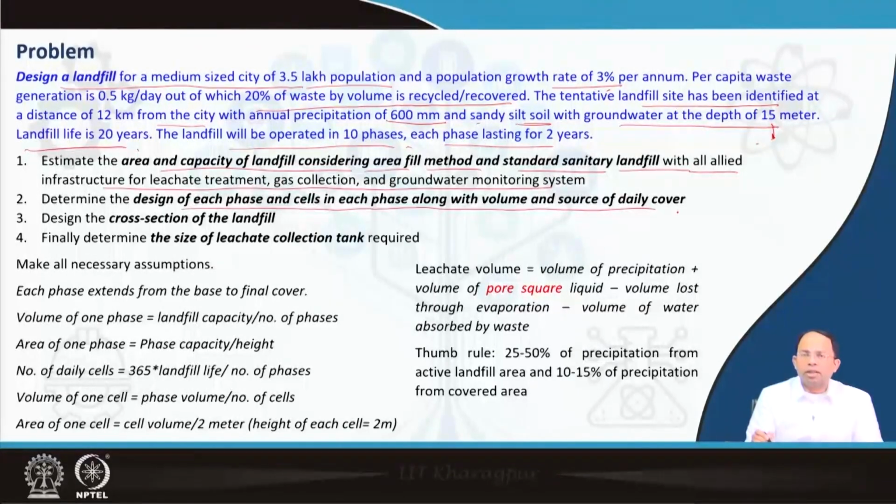So that means for each phase, how much volume, what would be the cell size in each phase, what would be the volume required, what would be the amount of daily cover required, this has to be determined. Design the overall cross section of the landfill, and finally determine the size of the leachate collection tank. So these are the things that have been given to us.